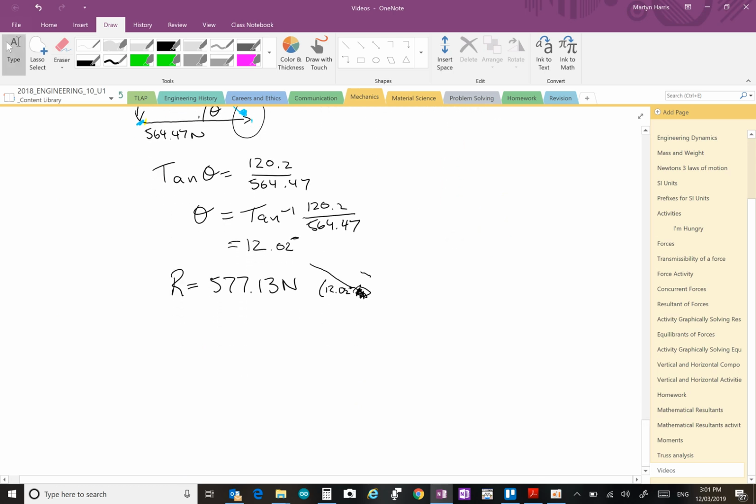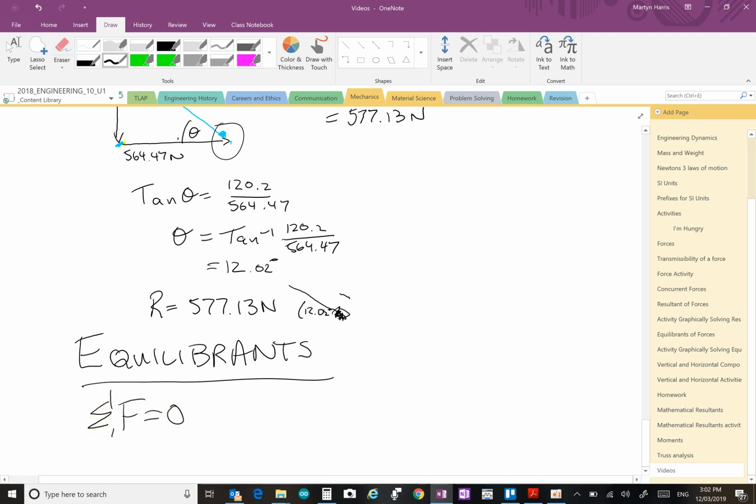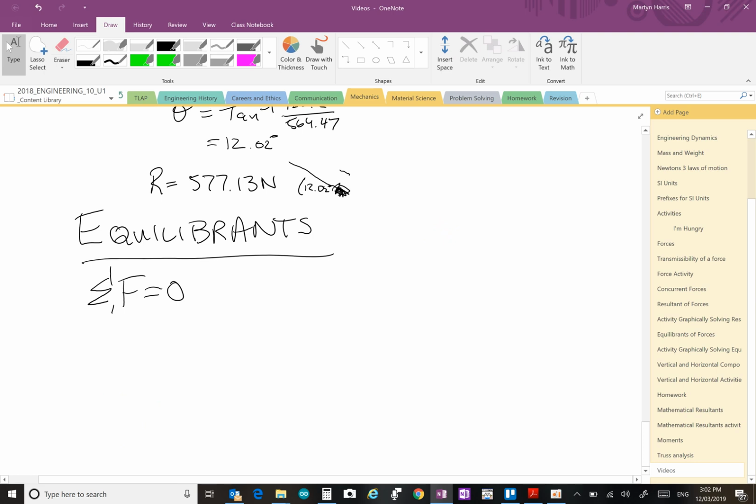So what I want to have a chat about now is this concept of equilibrants. Now, what an equilibrant is, is something that takes the force system back to a sum of all forces equals zero. So it sets this back to zero. That means that when we add all the forces together, they cancel each other out and equal zero.